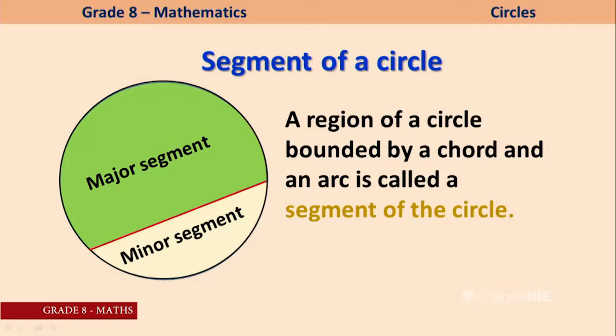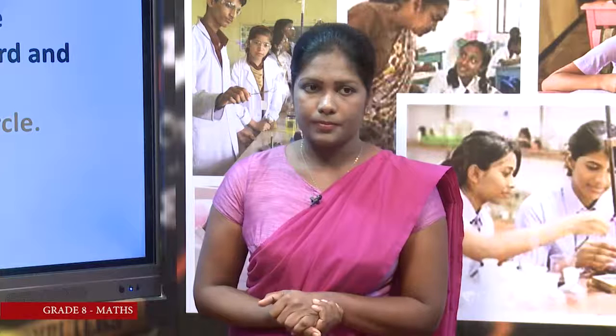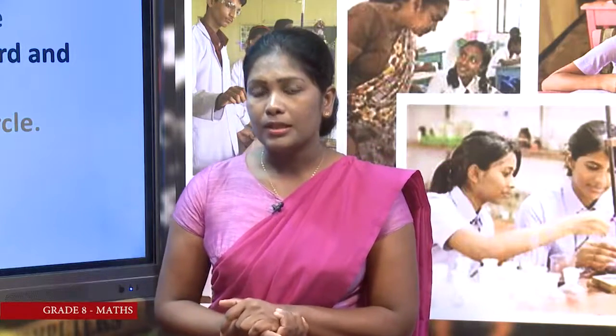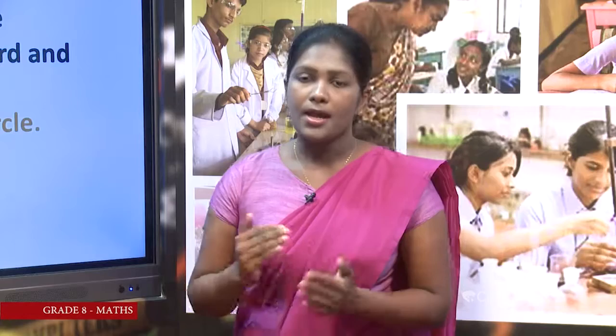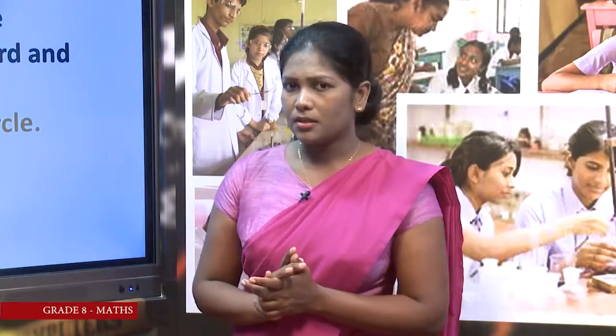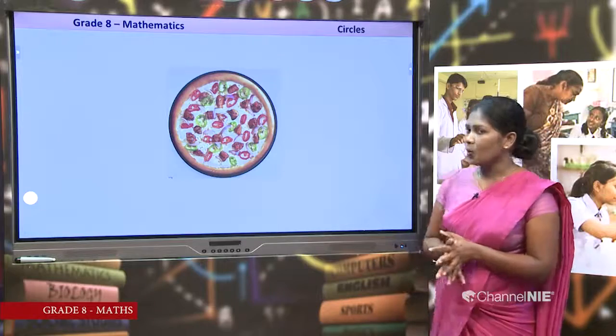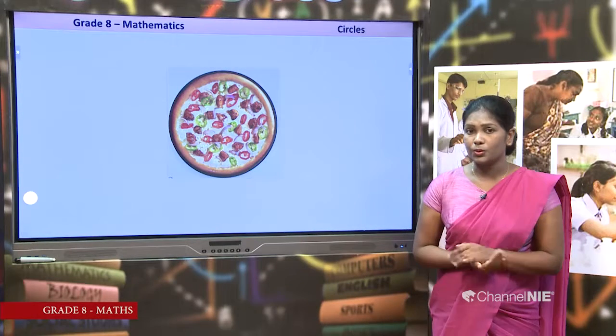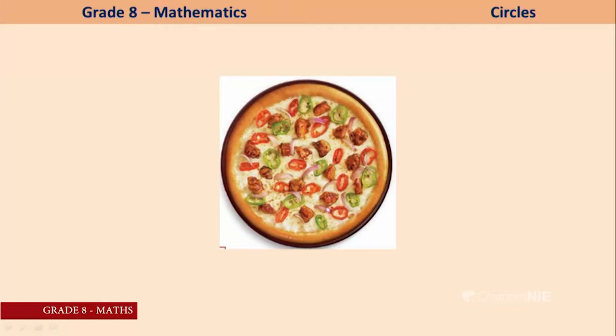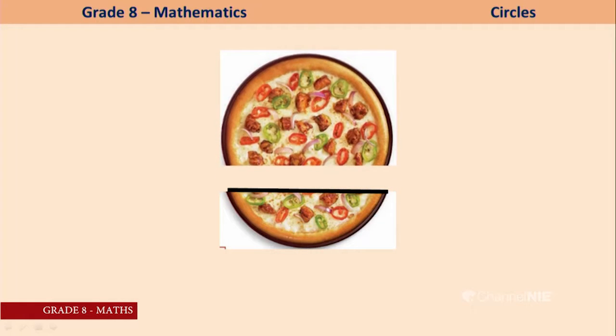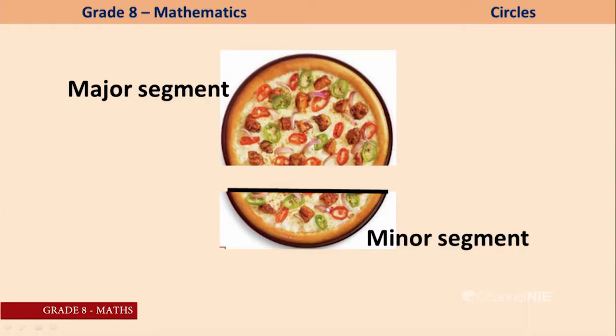So a segment is a region of a circle. It is bounded by a chord and an arc. Okay children, look at that. What is this? Yes, you know, it is pizza. Delicious. So I separate this pizza like this, cut by a chord, into 2 parts. Then the largest one is the major segment, the other one the minor segment.